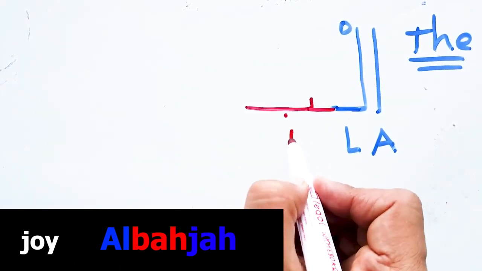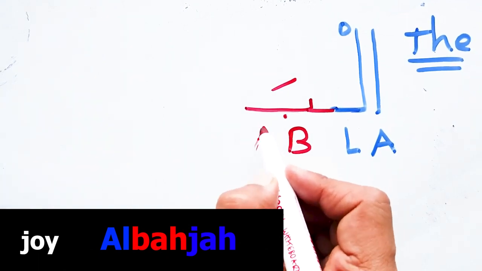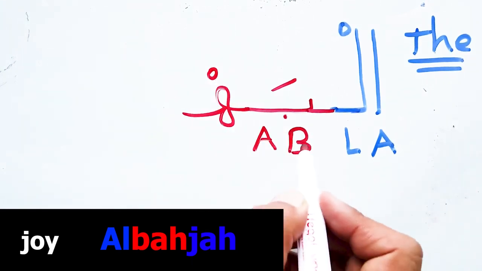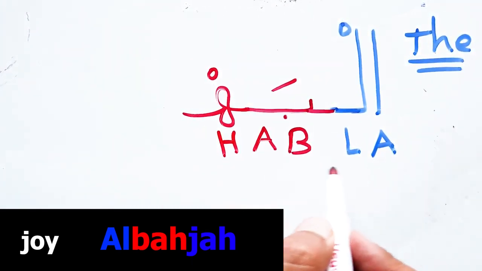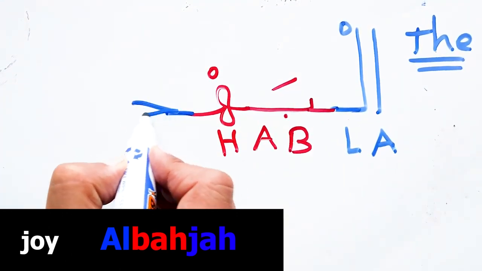The sound of B here. Al-ba. Let's add A. Al-bah. The sound of H. Let's add it here. And I pause here because I have sukoon. Al-bah. Jah. Al-bah. J.